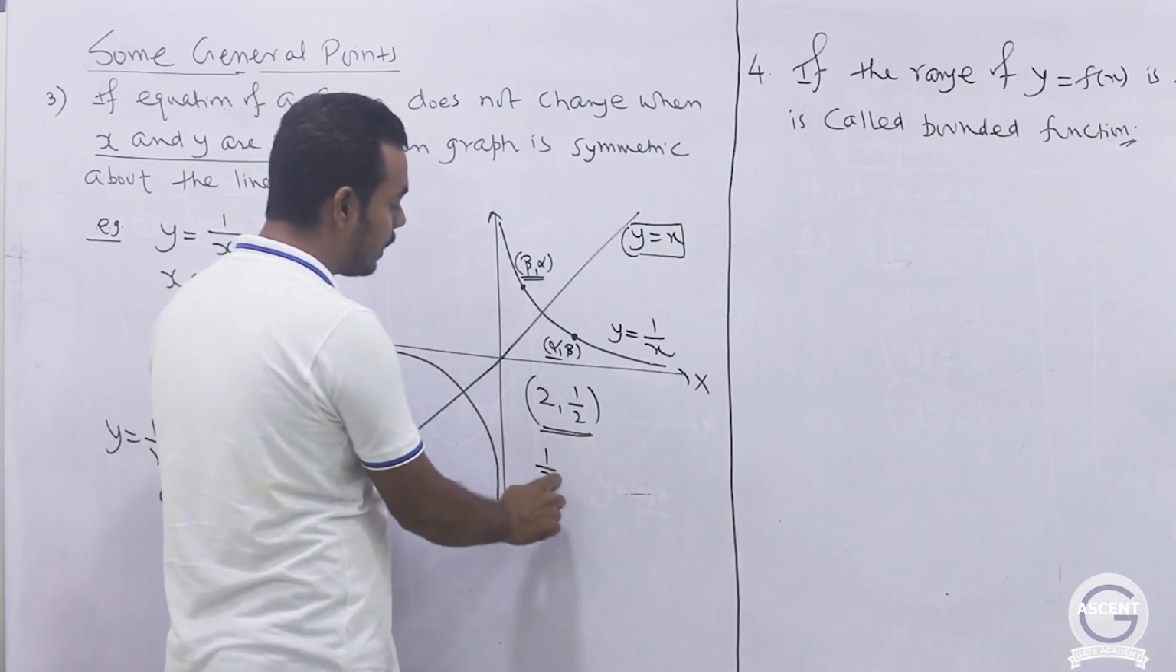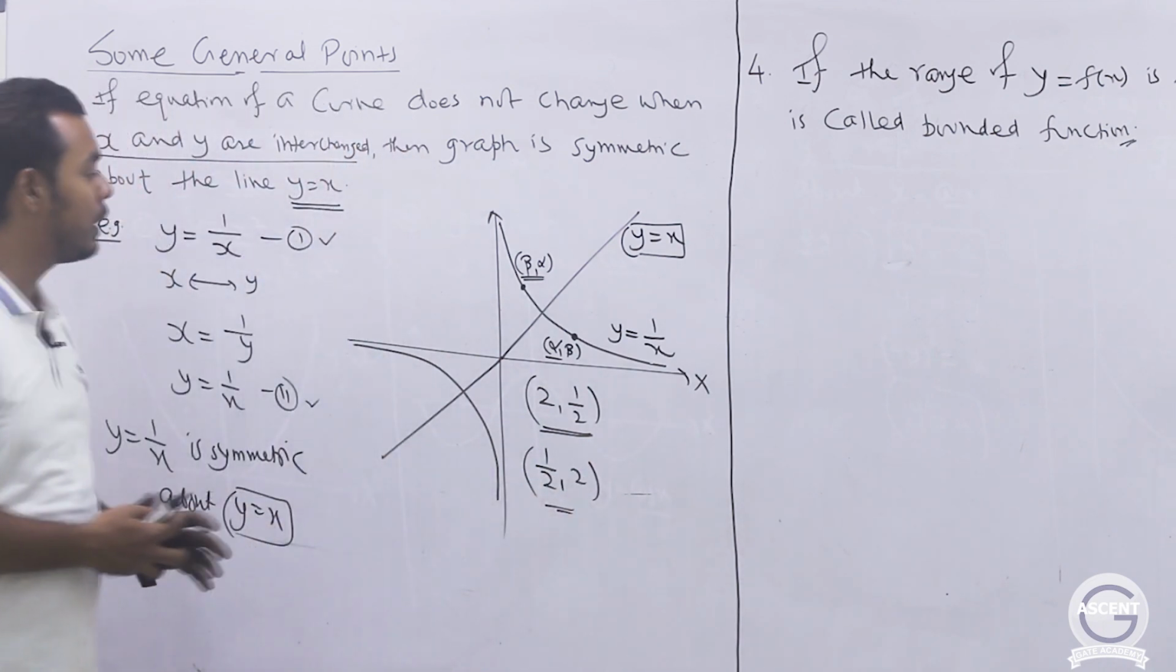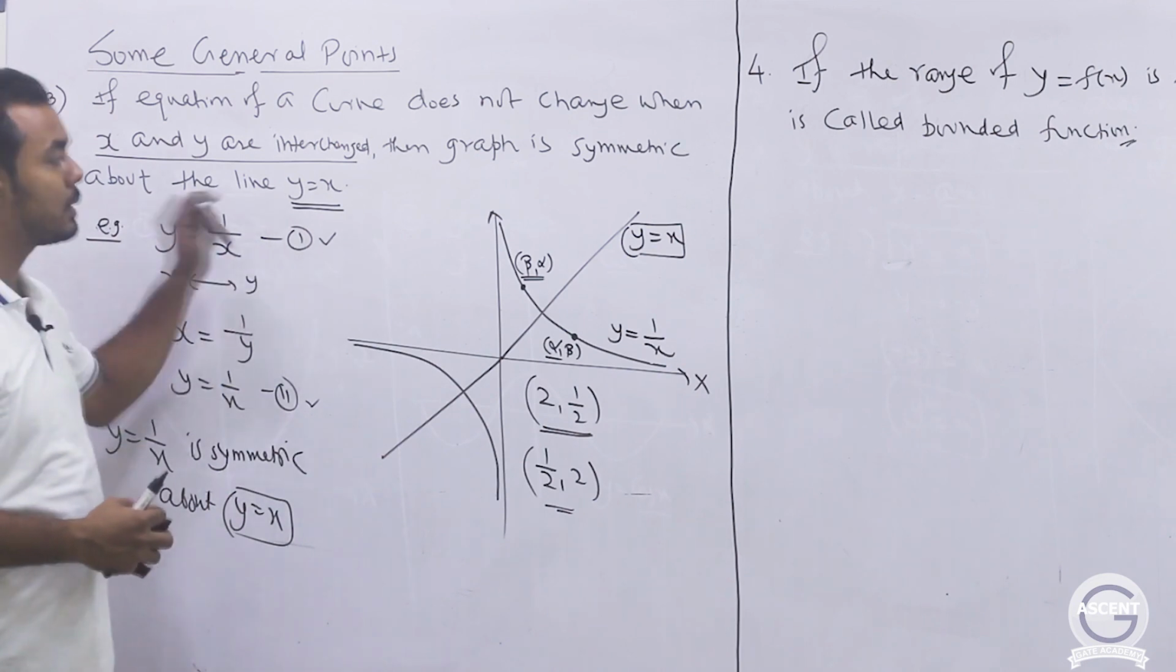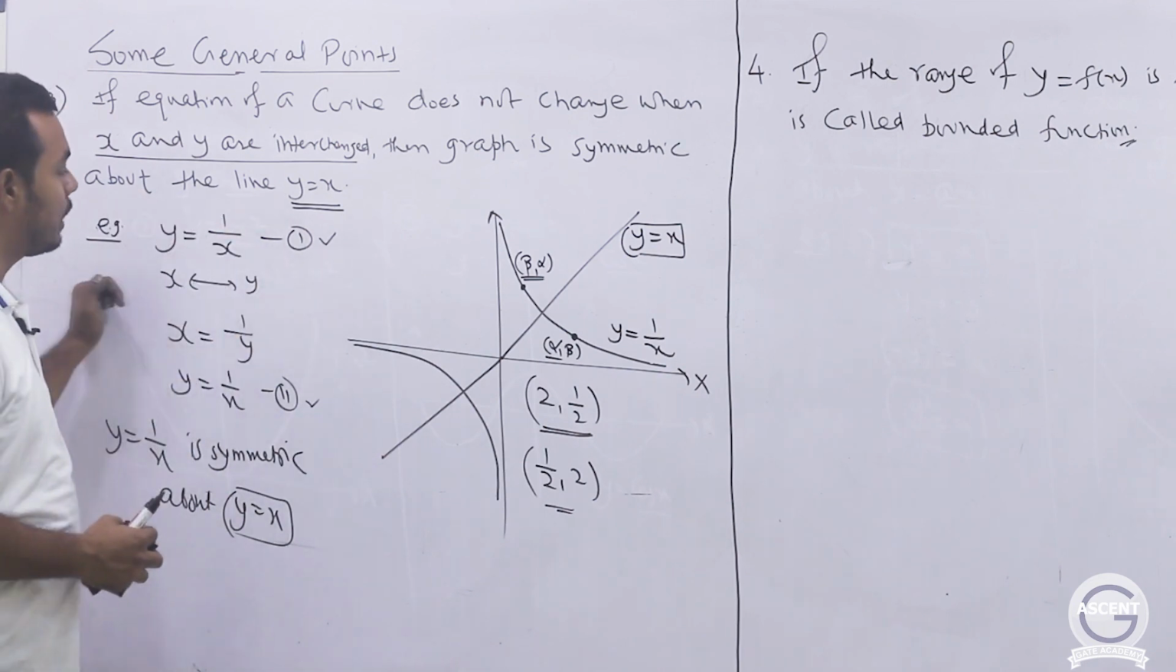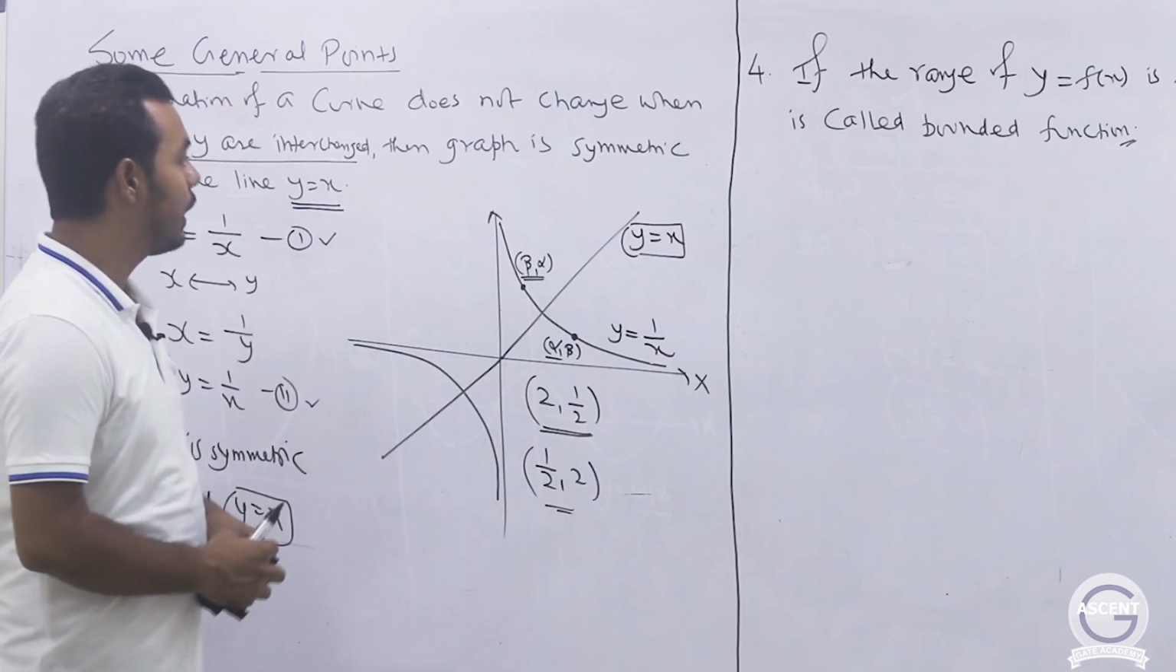If x is 1 by 2, then what is the value of y? 2. So this is again a very important concept. If you interchange x and y and you get the same equation, then the graph must be symmetric about the line y equals x.